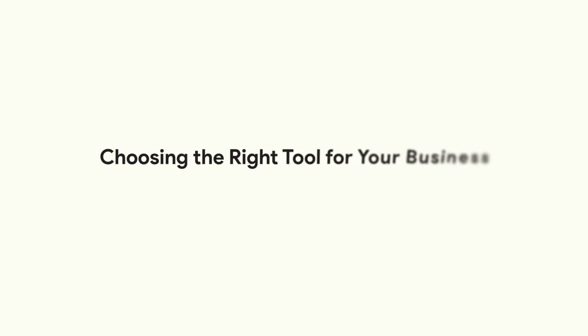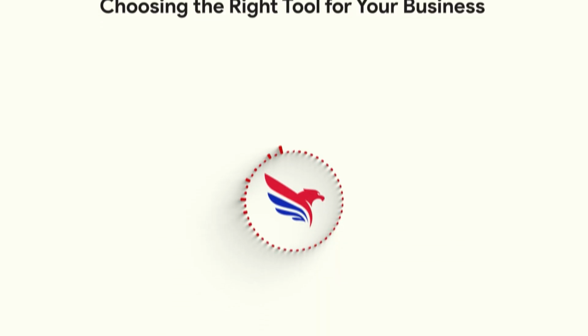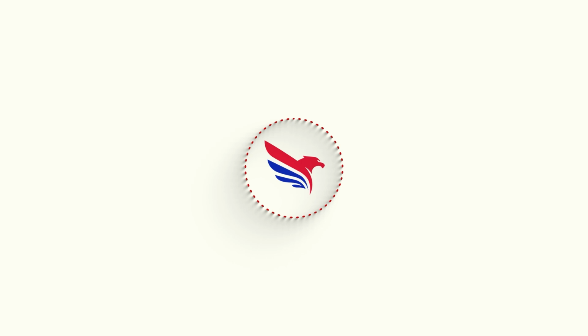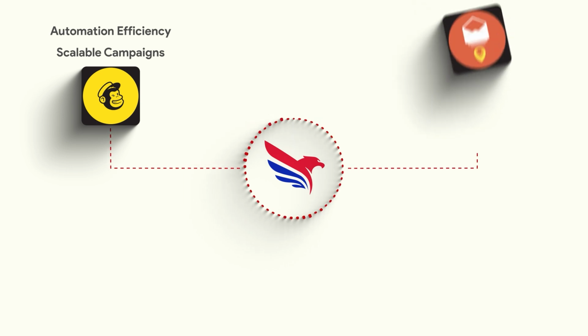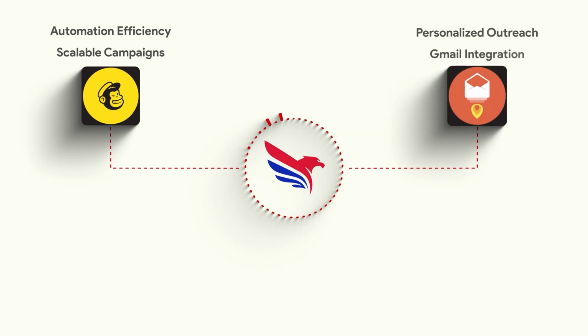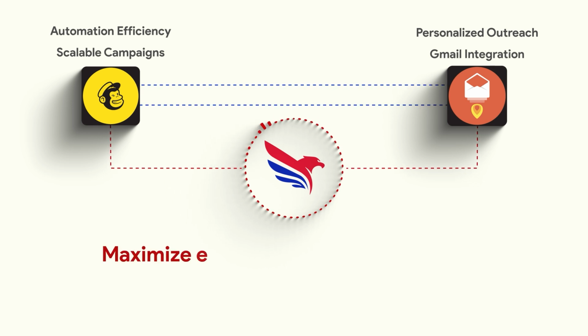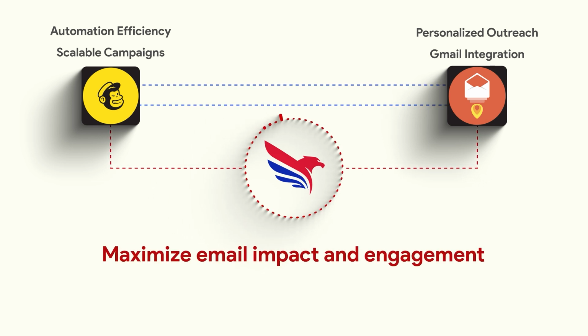Choosing the right tool for your business. Both Mailchimp and YAMM are powerful in their own ways. Mailchimp is ideal for businesses needing advanced automation and large-scale campaigns. YAMM is great for quick, personalized outreach using Gmail and Google Sheets. By choosing the right platform and following best practices, you can maximize your email marketing efforts and drive better engagement.